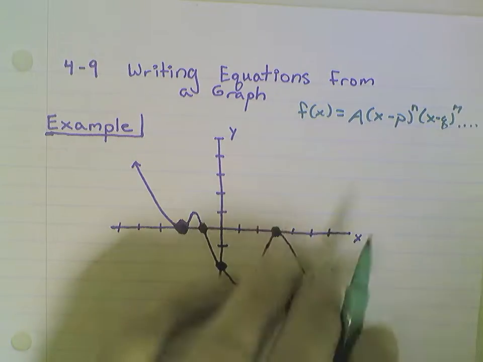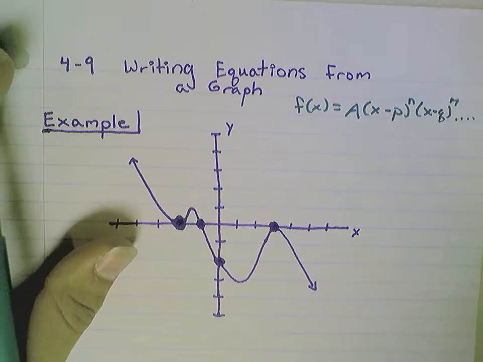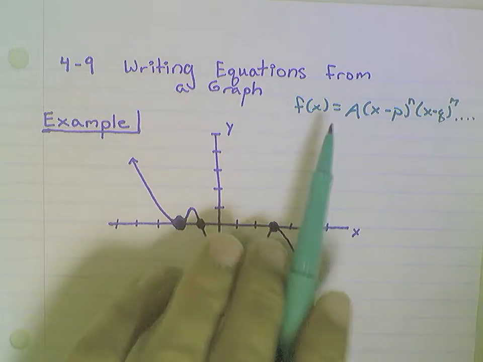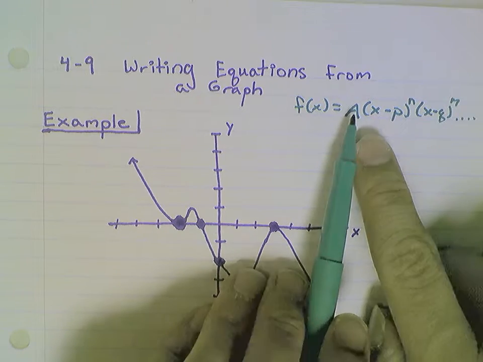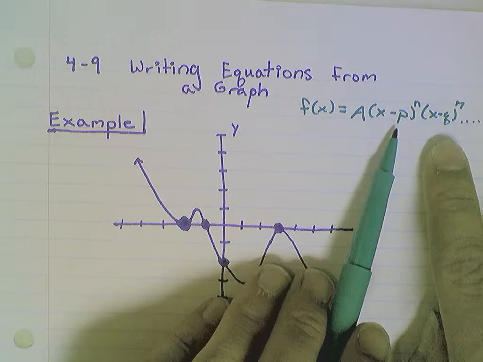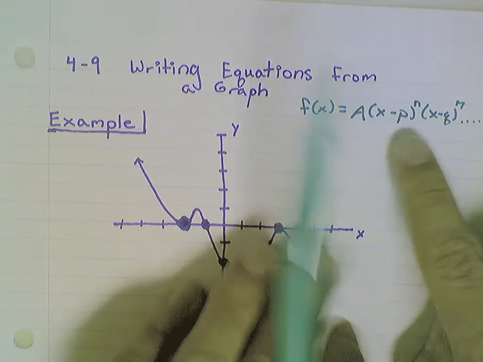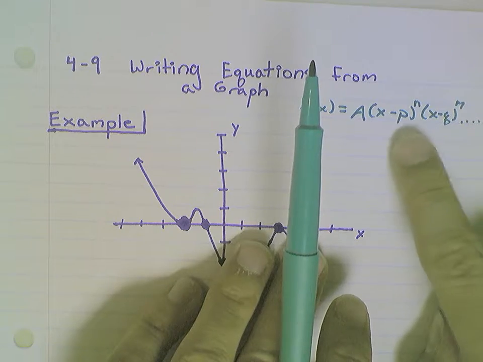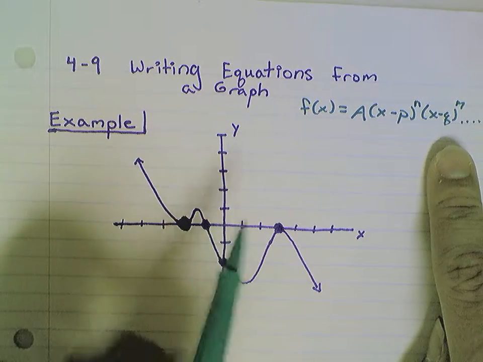Alright, in this example, I'm going to look at writing equations from a graph. One thing to note before we get started is that most functions are going to follow a common form where you're going to have some a factor or multiple on the outside, and then any number of zeros with the powers associated with those zeros. And I put the dots here because you can really have more than two zeros, which we'll actually see in the example I'm about to do.